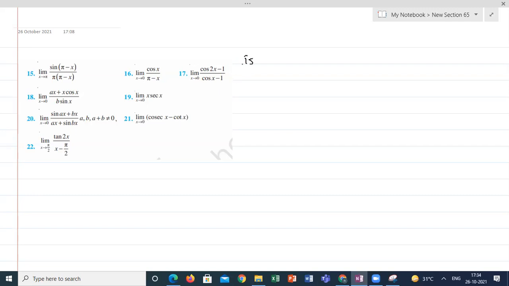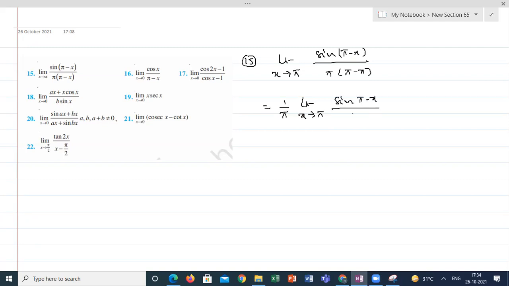15th question also same. Limit x tends to pi, sin pi minus x divided by pi into pi minus x. So 1 by pi is constant. I'm taking 1 by pi out. Limit x tends to pi, sin pi minus x divided by pi minus x. If I'm substituting straight away, it is coming sin 0 by 0, and it is 0 by 0. So here I'm applying the formula. I'm making this also pi minus x. How I can make this pi minus x. x tends to pi.